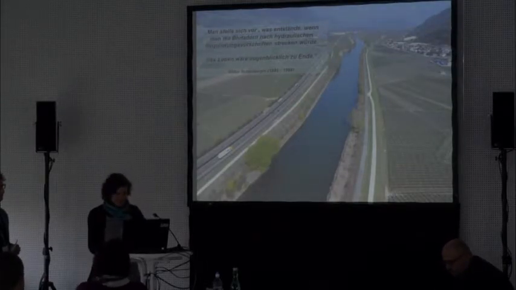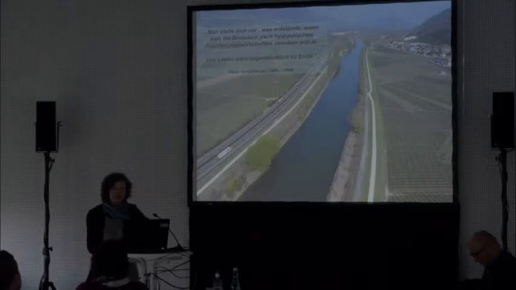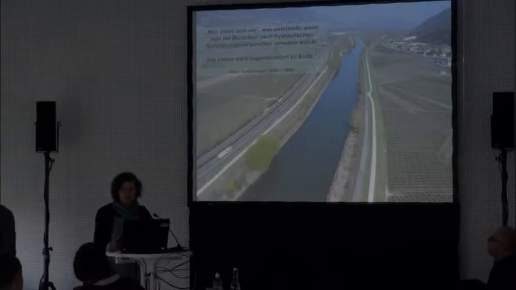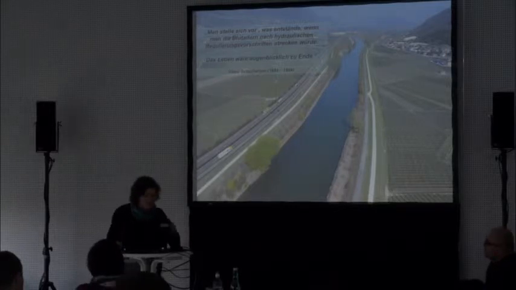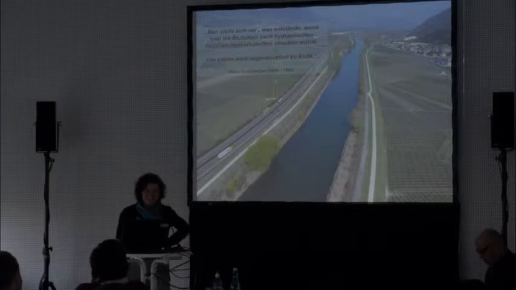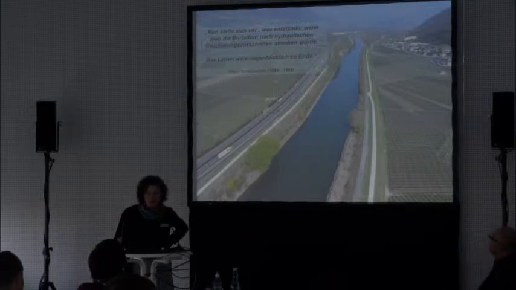So this picture sums up the situation of rivers in the whole of Europe, I think. This is the river Adige. It's the most important river in South Tyrol, as it drains 98% of the surface of South Tyrol. And the anthropogenic pressures are quite high in the valley bottoms, as you can see and as you know.